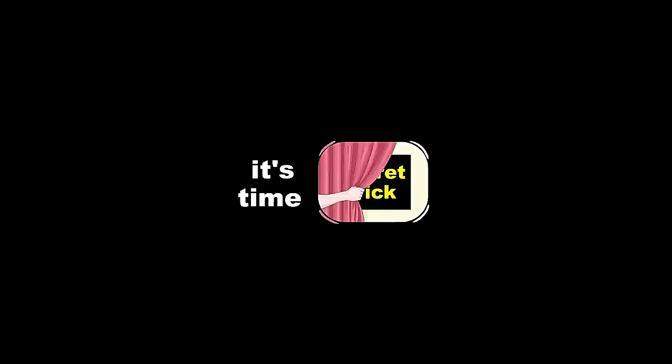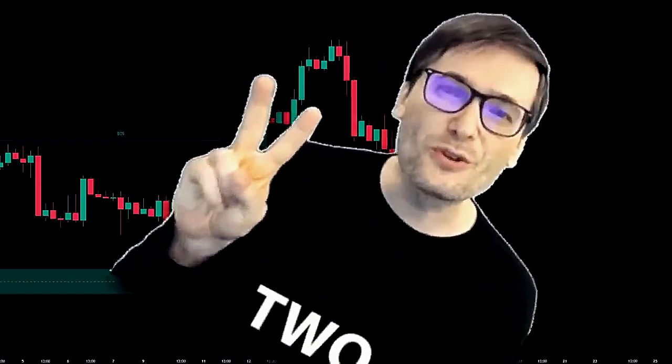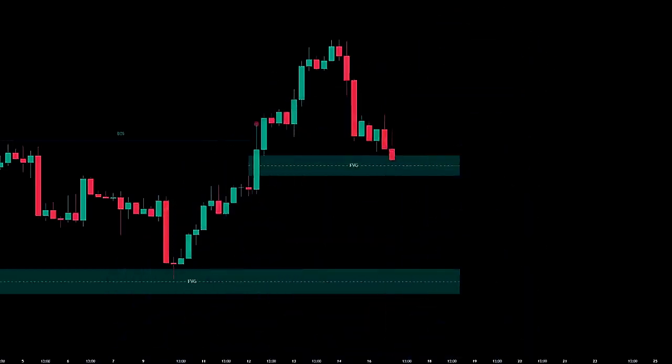Now that you've seen the power of the basic smart money strategy, it's time to reveal the secret trick that transforms this strategy from good to extraordinary. First things first, you need to add two crucial indicators to your setup. Let's start by adding the volume profile on TradingView.